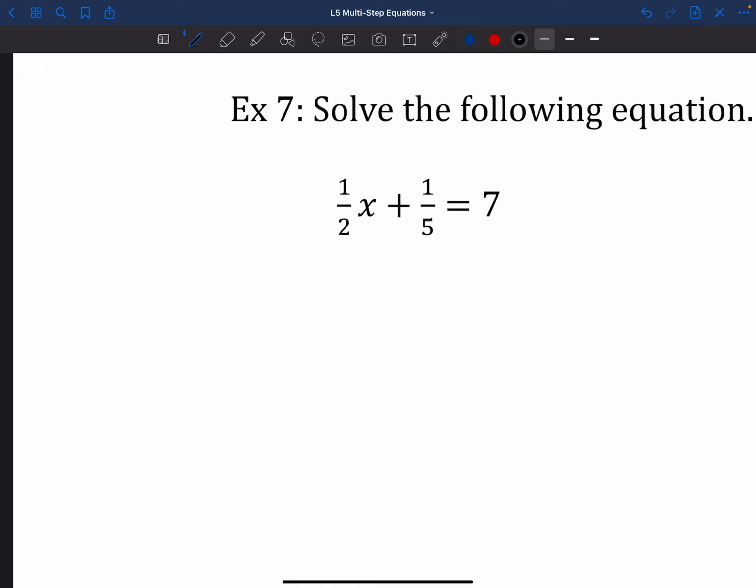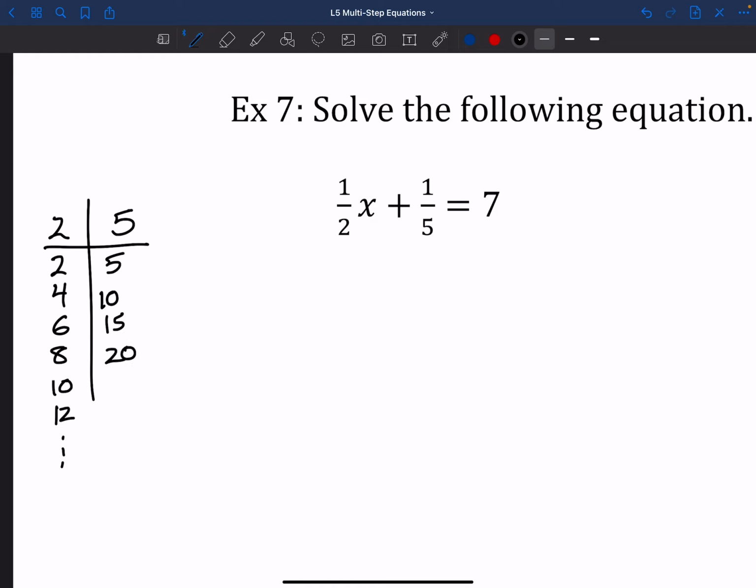If you wanted to do it out with a little table, the same thing will work. 2, 4, 6, 8, 10, 12, and so on. 5, 10, 15, 20, and so on. 10 is the lowest number that would work. Again, you could use 20. You could use 500. That'll work too, but we don't really want to if we can help it. So 10 is going to be our common denominator.